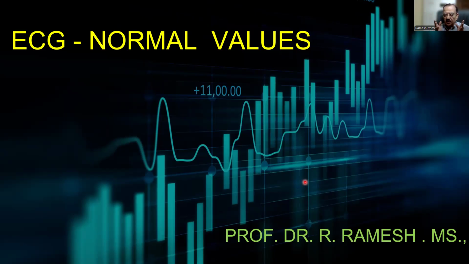PR interval is 3 to 5 small squares. More than 5 small squares is a prolonged PR interval, AV block, heart block. If it is a short PR interval, it suggests an accessory pathway, usually WPW syndrome. There are other pathways also. You will have a separate class for that.